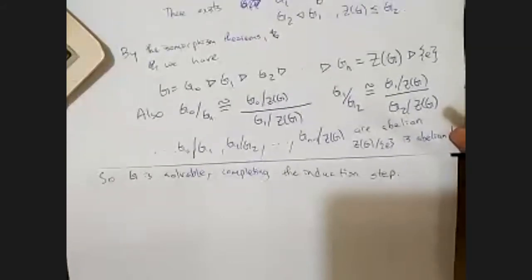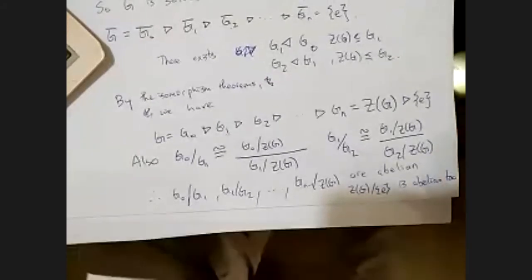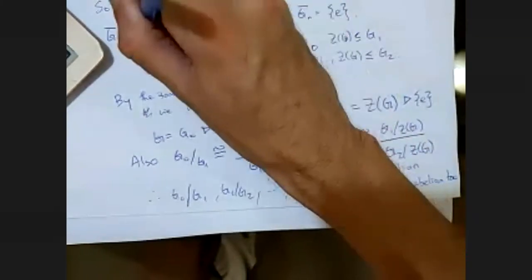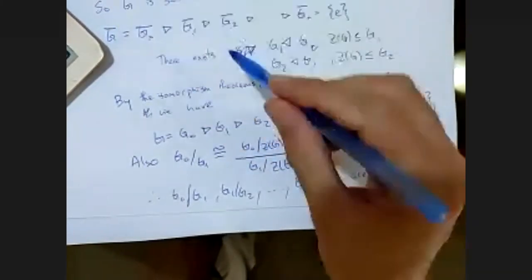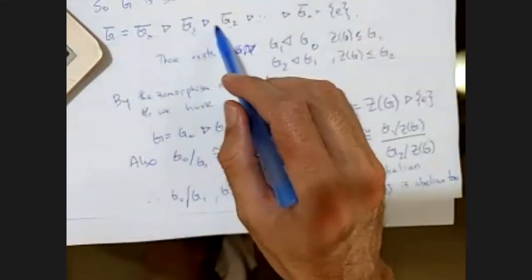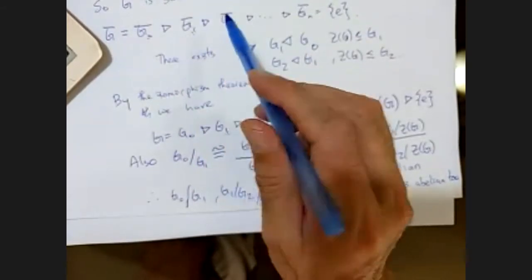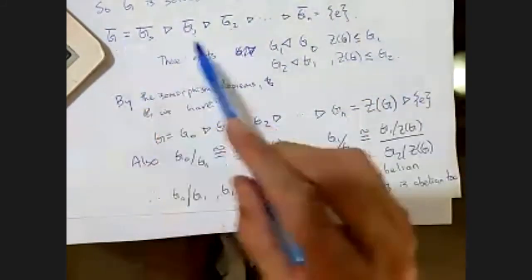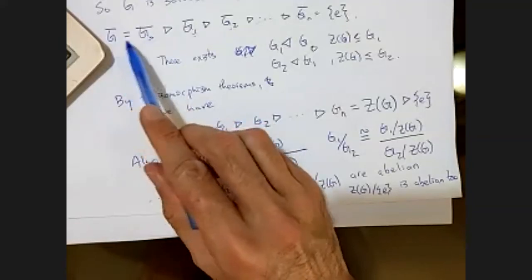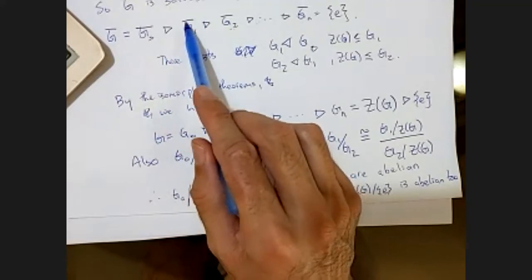So let's go over the information we have. By our induction hypothesis, each quotient is abelian in this series. So G0 bar mod G1 bar, G1 bar mod G2 bar. And then using the correspondence, each bar, like G0 bar, corresponds to G mod the center of G. G1 bar corresponds to a subgroup G1.